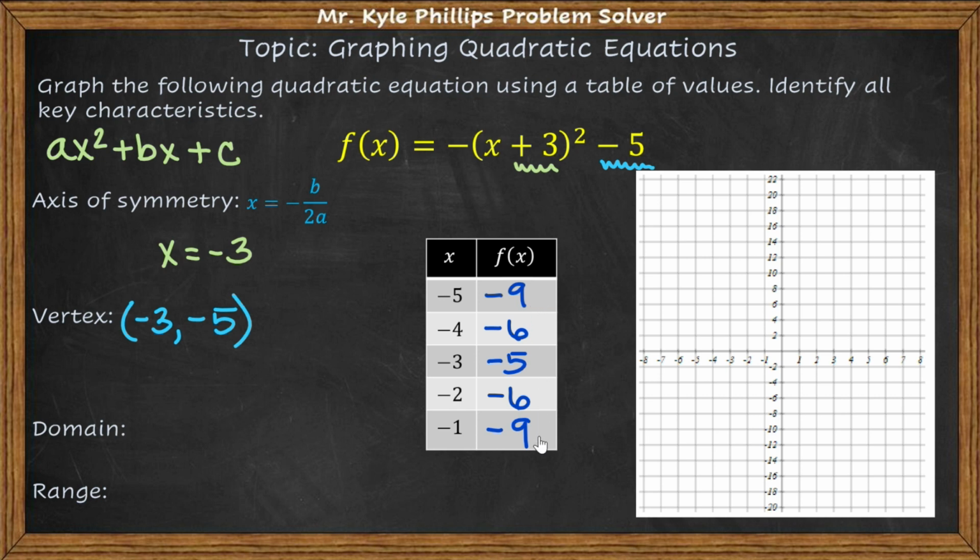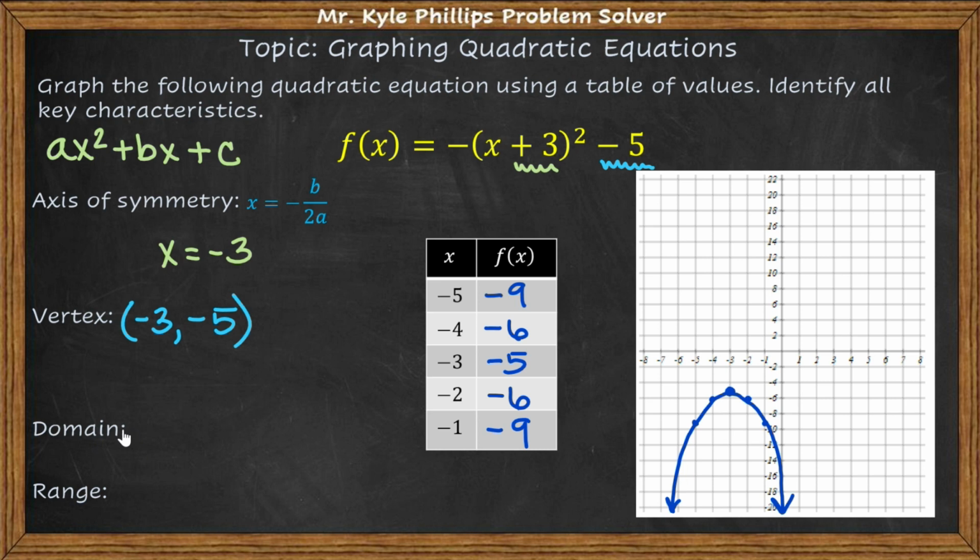Now that I have a table of values, I can easily plot this. So negative 3, negative 5. This is counting by 2, so I want to make sure I'm paying attention to that. Negative 2, negative 6. That'll be the same for negative 4. And then at negative 1, we're at negative 9. Negative 1, 9 right here. So the parabola is going to open down like so.